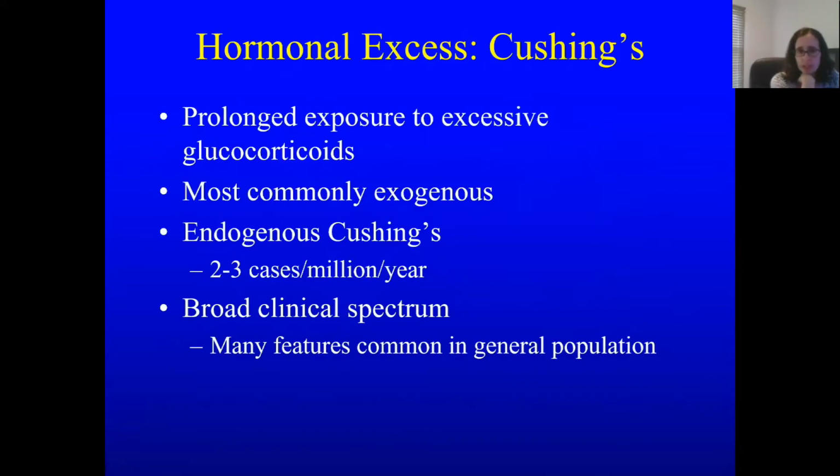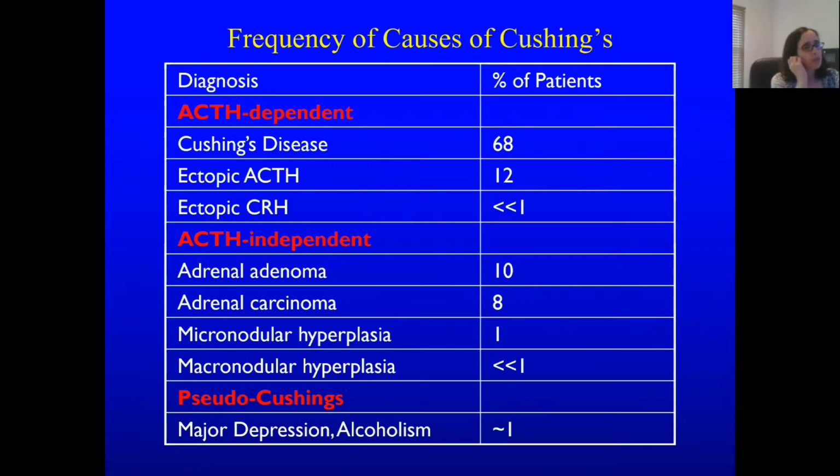So this lady had Cushing's. The most common cause of Cushing's is actually exogenous steroid, so prolonged exposure to excessive glucocorticoids, whether that's for asthma, COPD, transplant patients, and anything that requires a large amount of prednisone or other type of steroid. Endogenous Cushing's, meaning their own overproduction of cortisol, accounts for about 2 to 3 cases per million per year. There's a broad clinical spectrum. Many features are common in the general population. We'll go over that. So, frequency of causes of Cushing's.